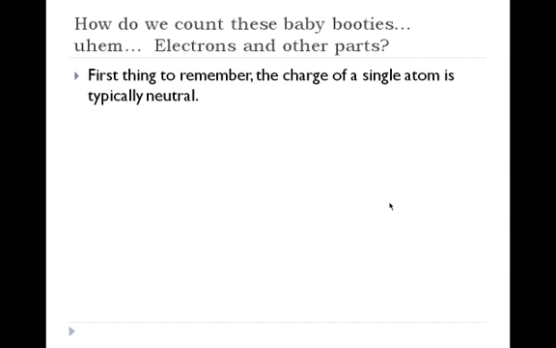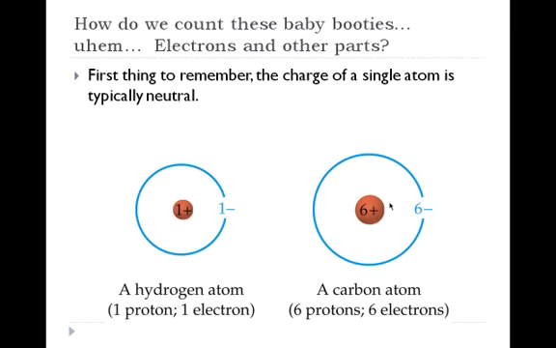First thing to remember, the charge of a single atom is typically neutral, meaning the protons and the electrons balance each other's charges out. Remember the previous slide where we talked about when positive and negatives are together in one unit, then those charges balance each other out, and then you're now neutral. That's what neutral means, is that your positive and your negative charges are equal to one another.